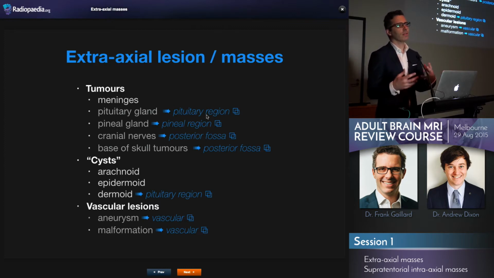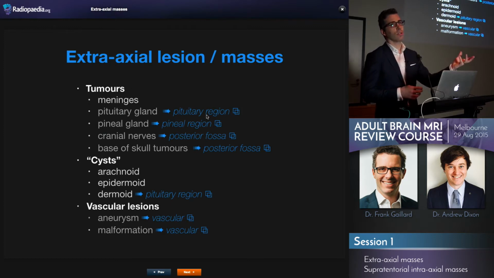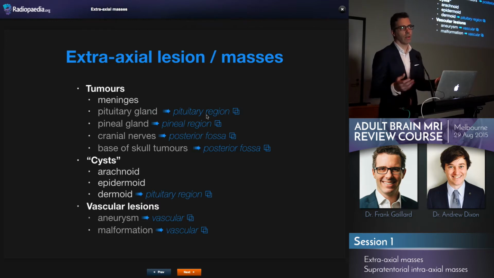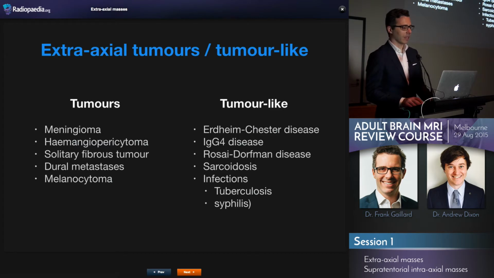And remember, just sit there and let it wash over you. Take notes if you want, but all of this will be available to you recorded, so you can go back over it. All the slides are already available to you. You can look at every single case in complete format when you want to get back to it. So let's start with extraaxial tumours.